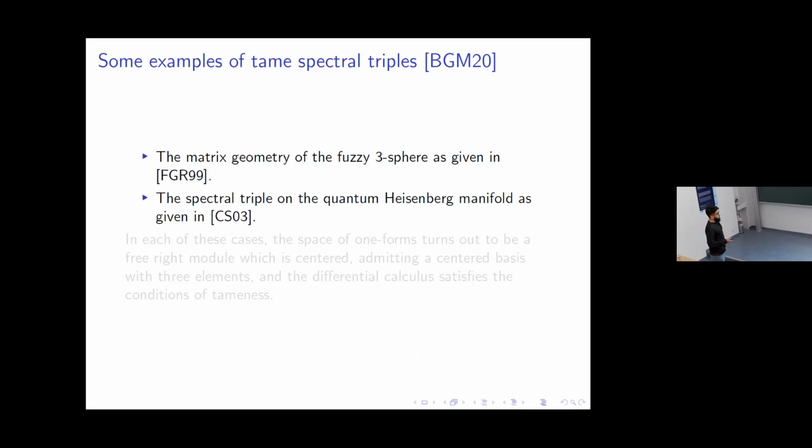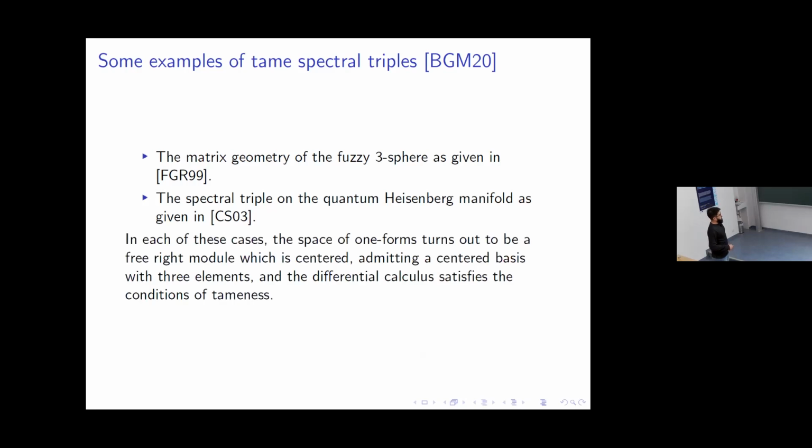And the second example is Rieffel's construction of quantum Heisenberg manifolds. Chakraborty and Sinha gave a spectral triple on that. And we have the result that this is also a tame spectral triple. In both of these cases, the space of one forms turns out to be a free right module. It is centered and it admits a centered basis with just 3 elements. And the differential calculus satisfies the condition of tameness.